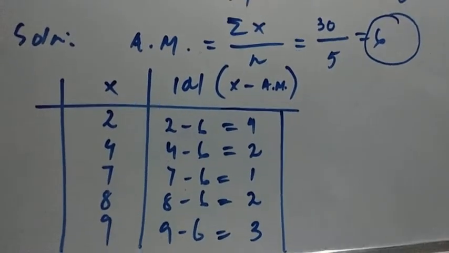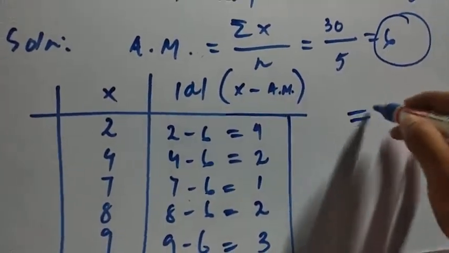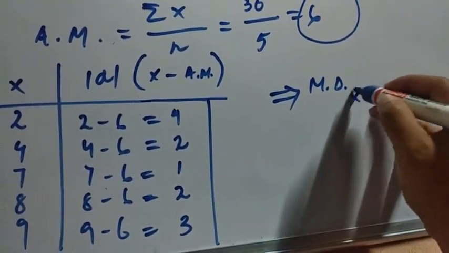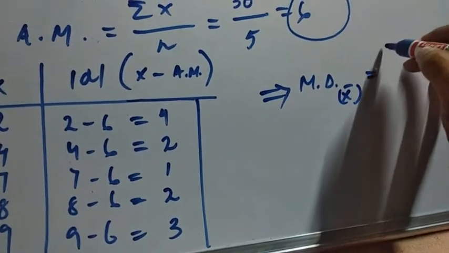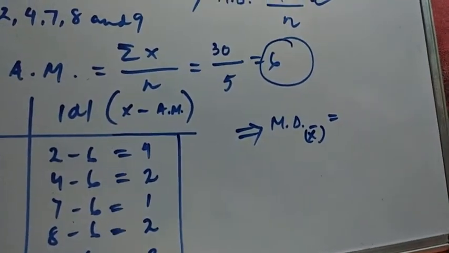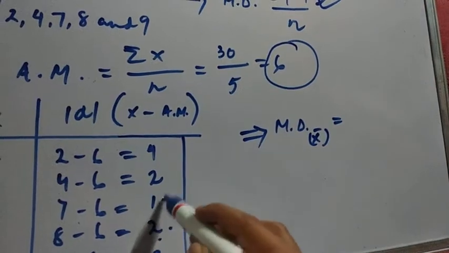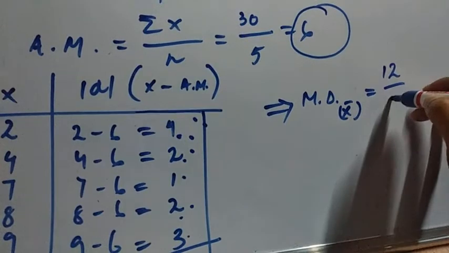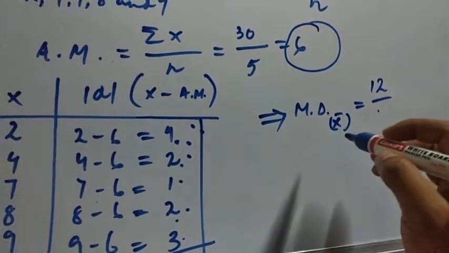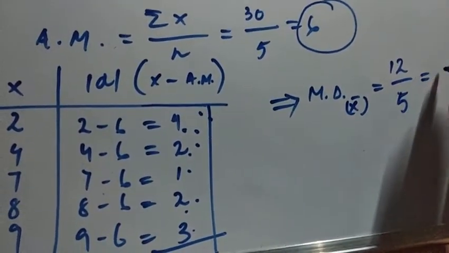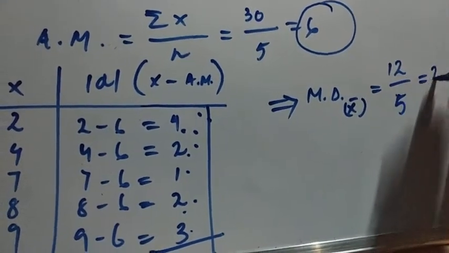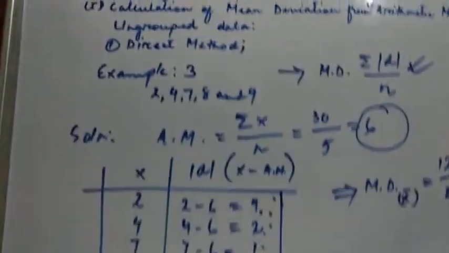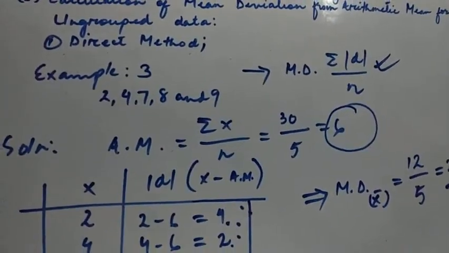So now you can use this formula. MD is summation d, 3, 4, 5, 6, 7, 8, 9, 10, 11, 12. So 12 by the number of observations, which is 5. So this will give us 2.4. So that is the answer. So that is how you find the mean deviation from arithmetic mean.